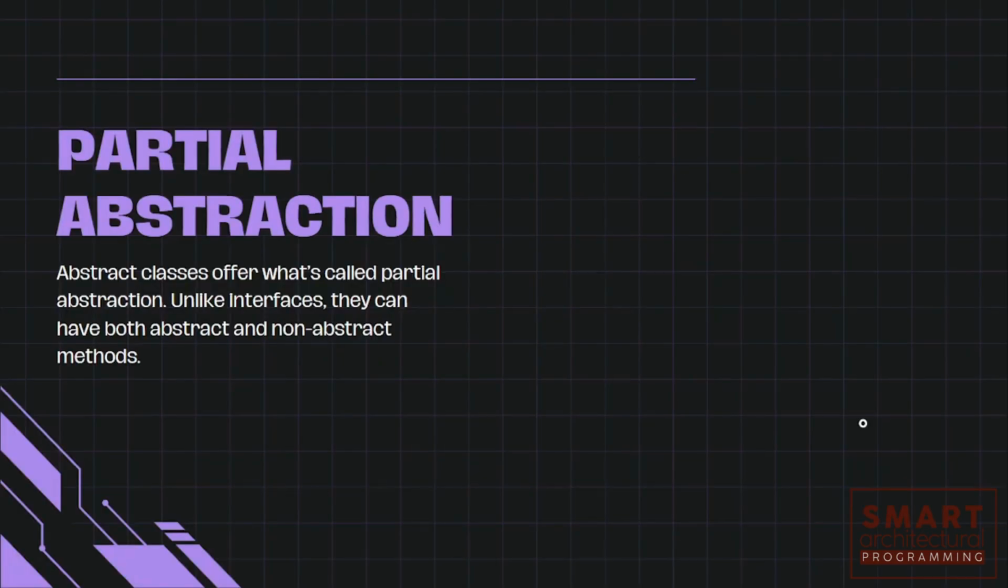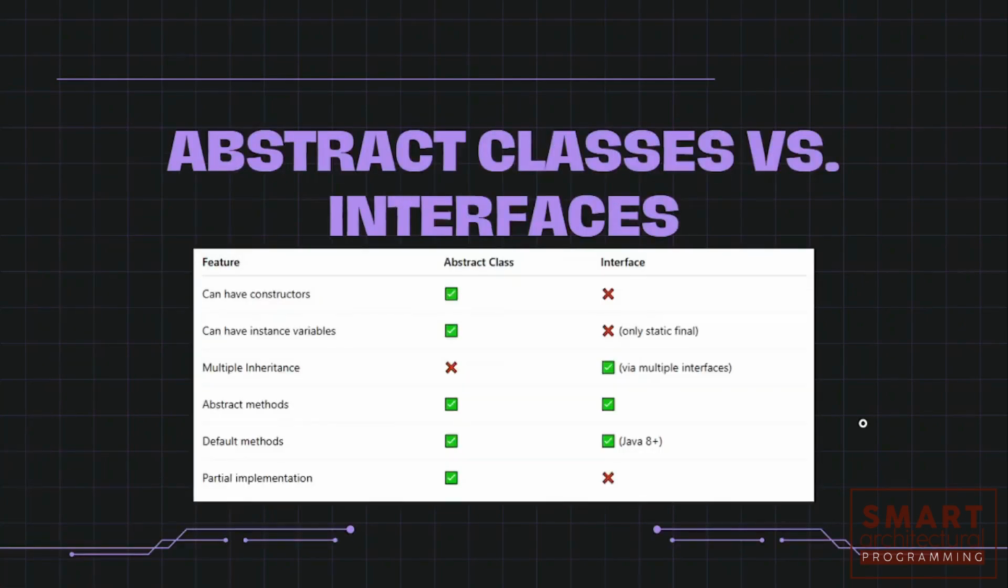So what is partial abstraction next? That's what we need to understand. Abstract classes offer what's called partial abstraction. Unlike interfaces, they can have both abstract and non-abstract methods. This gives you the flexibility. You can enforce some methods while still providing shared behavior across all subclasses. So, some of the differences between abstract classes and interfaces, that's a million-dollar question, isn't it?